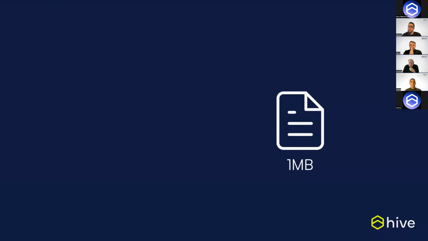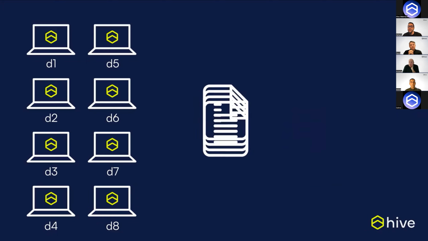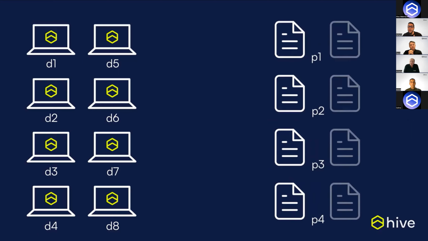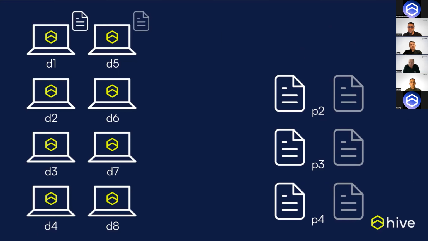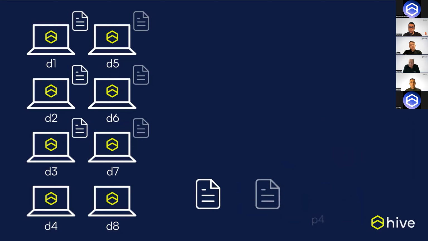Now, let's consider the following scenario where we have one file of 1 megabyte we want to upload to Hive Drive, and 8 devices we'll call D1 to D8. Now, we'll start by using replication protection, okay? So if we take our file and split it into 4 pieces, call them P1 to P4, then duplicate each one of these so we can distribute them across the 8 devices. So this way, P1 would go to D1 and D5, P2 to D2 and D6, and so on.